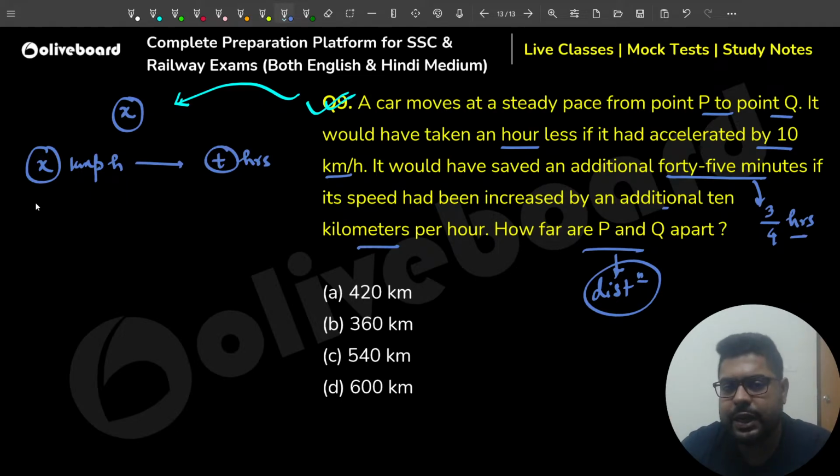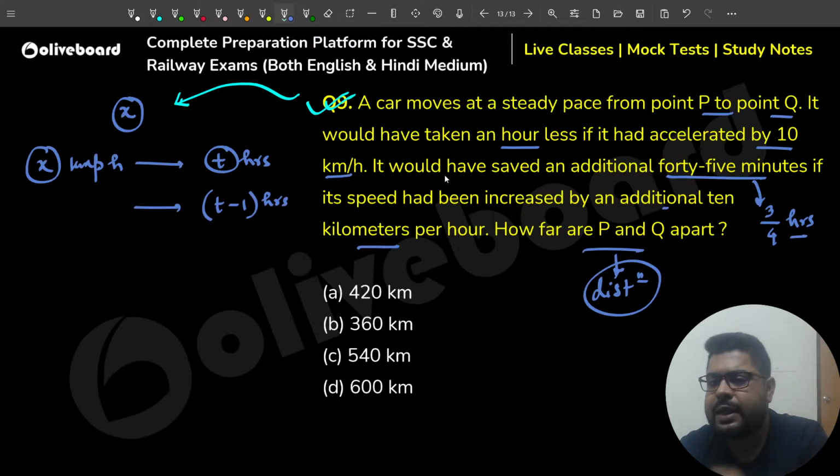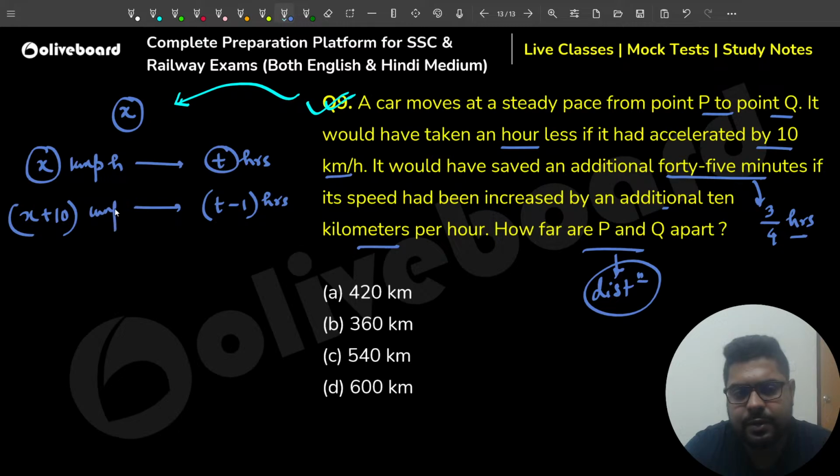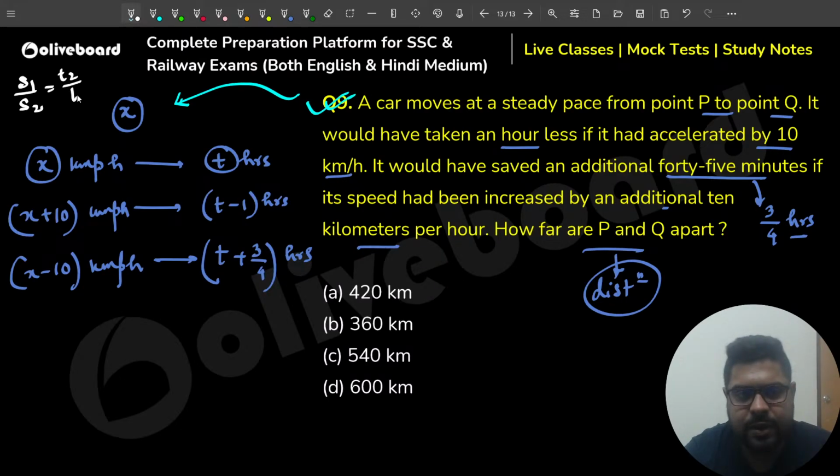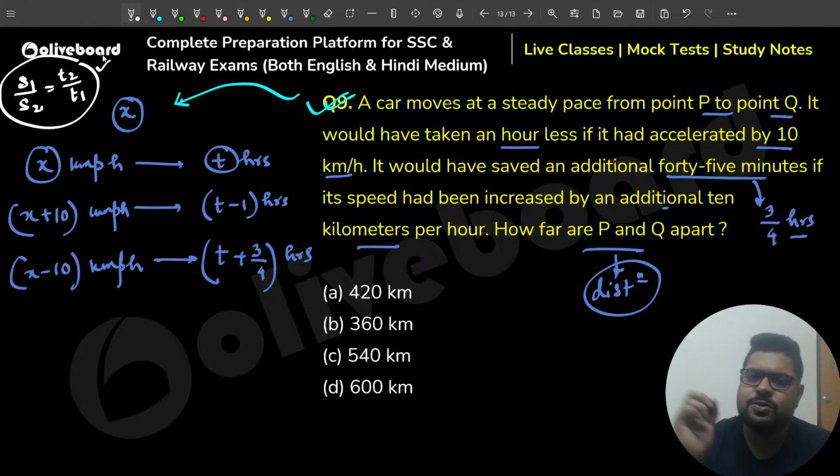Now the first situation, if it had taken 1 hour less, meaning it would take t minus 1 hour. The speed increased by 10 kilometers per hour. And if the speed decreased by 10, meaning it becomes x minus 10, then the extra time they are taking is t plus 3/4 hours. If you want to solve it normally, sir, it will give you a little trouble. Normal method meaning, by using S1 by S2 is equal to T2 by T1, you need to make two unknowns, two equations, and so on.